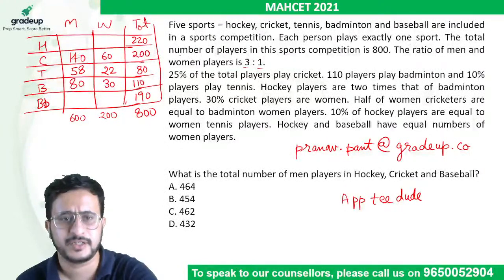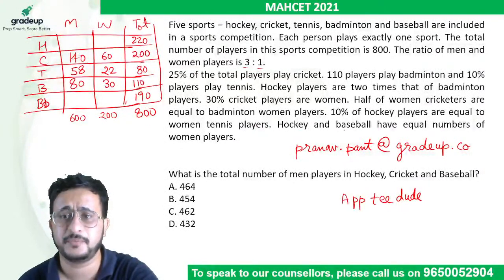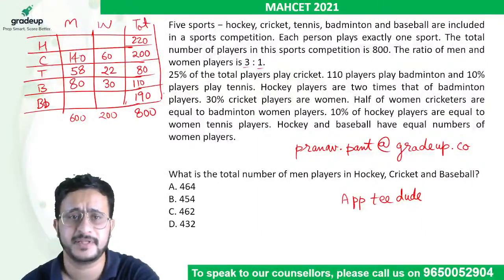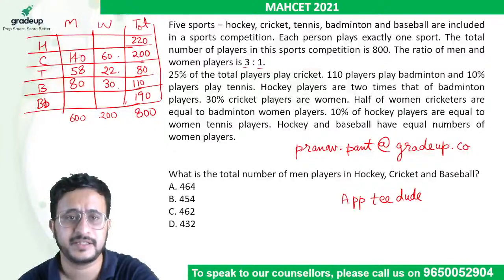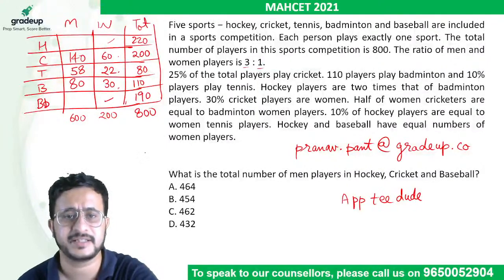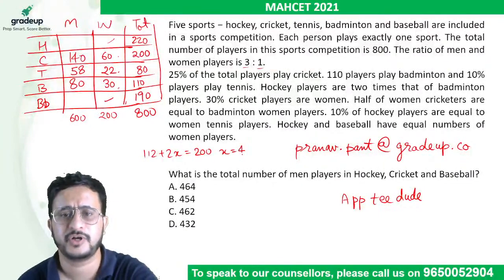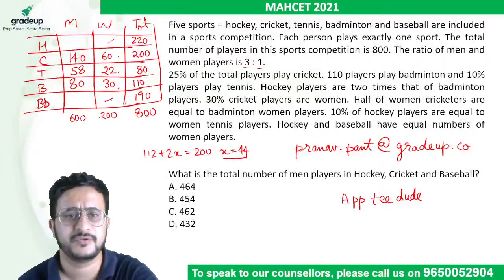Okay, right? So that we will get. Now, what we are given is that hockey and baseball players have equal numbers of women players. So count this total, that you will get as 82 plus 30, 112, right? So these are equal, let us say x and x. So 112 plus 2x is 200. So x will be equal to 44, right? So this you will get as 44 and 44 here.